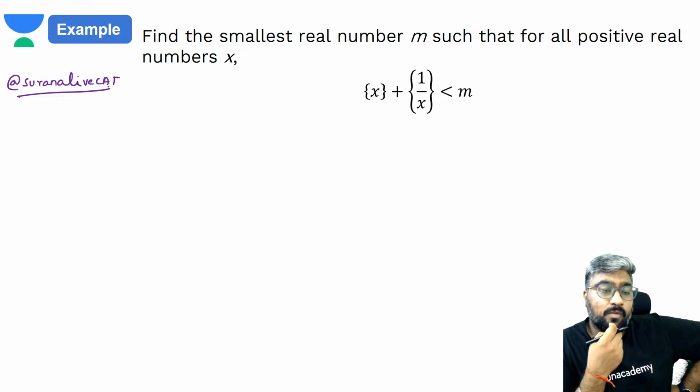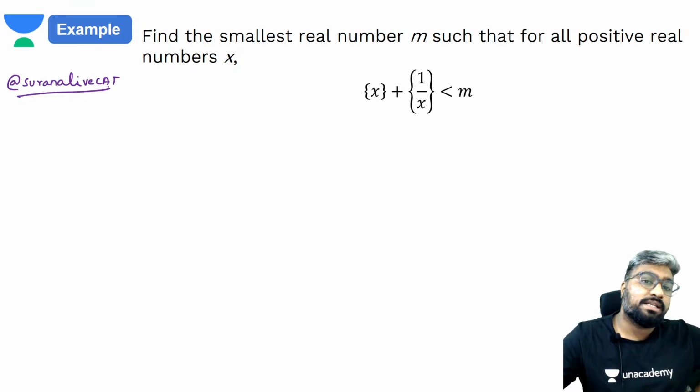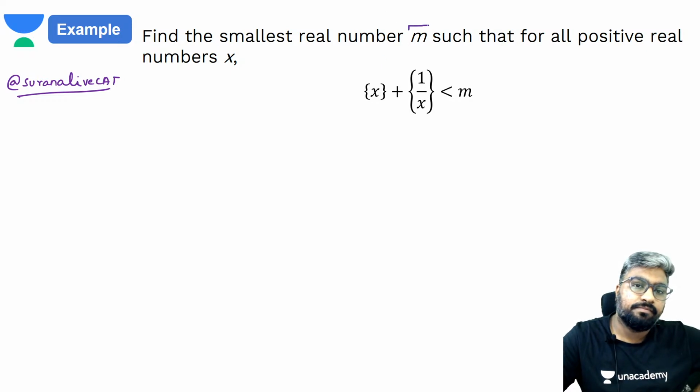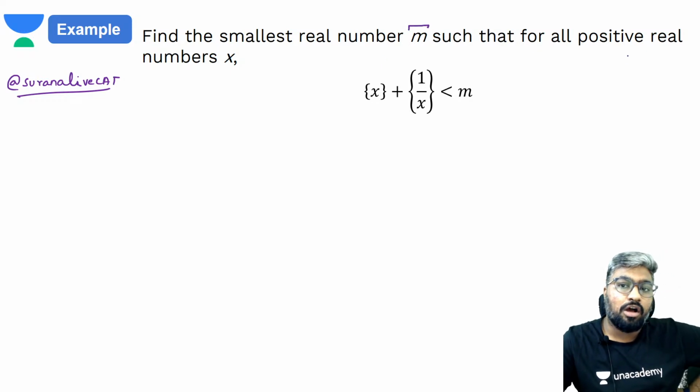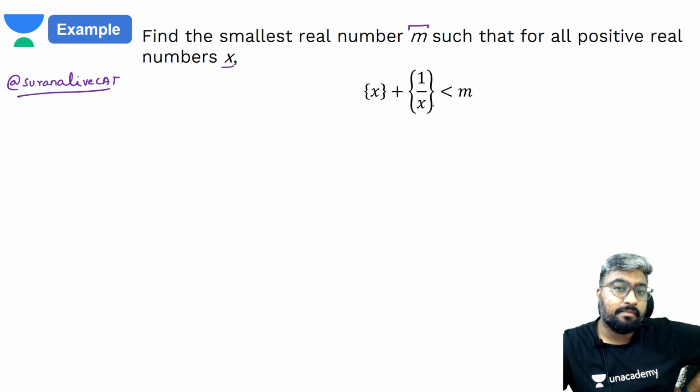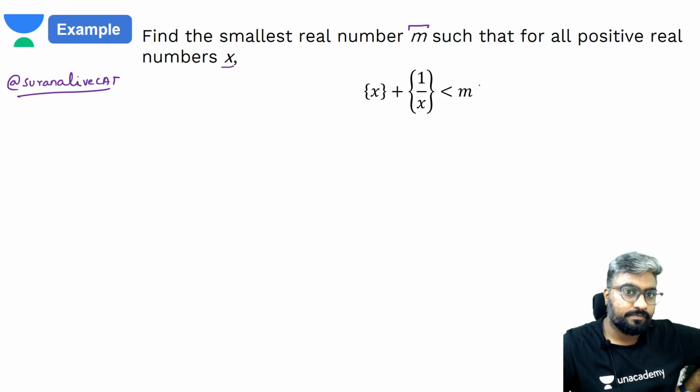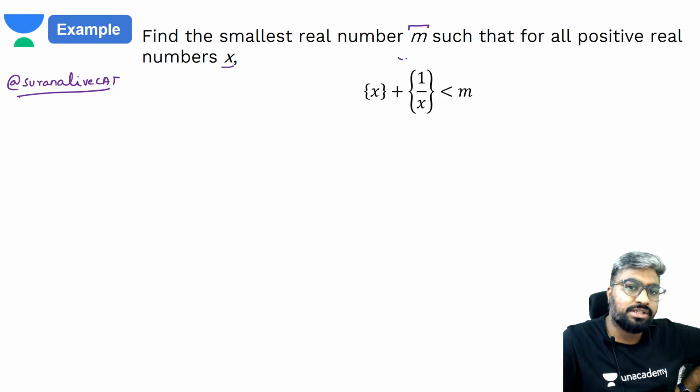Read this question. What are they saying? Find the smallest real number m such that for all positive real numbers x, fractional part of x plus fractional part of 1 by x should be less than m. What is the smallest real number m? Quickly do this.